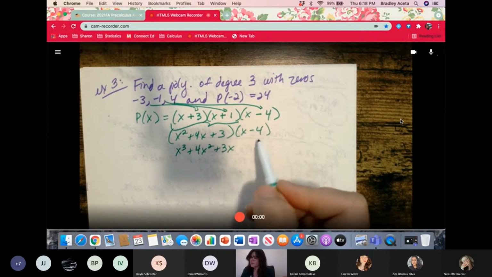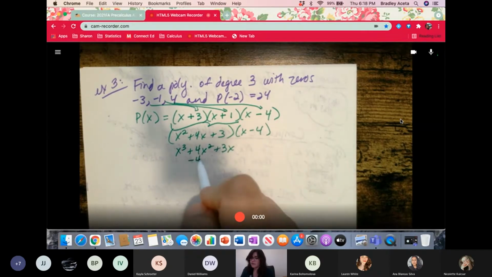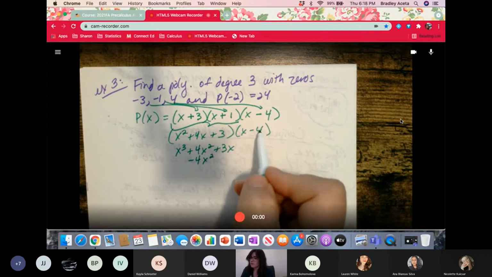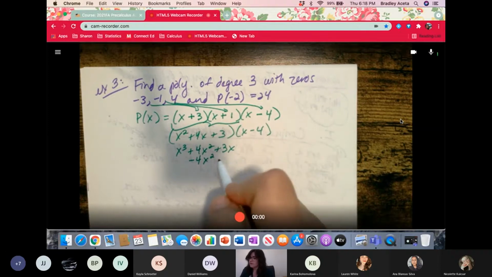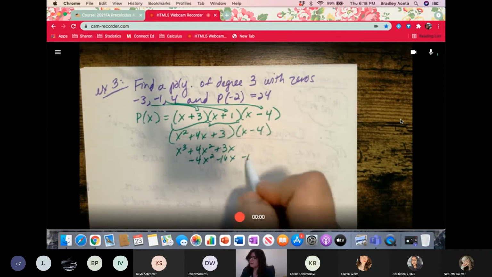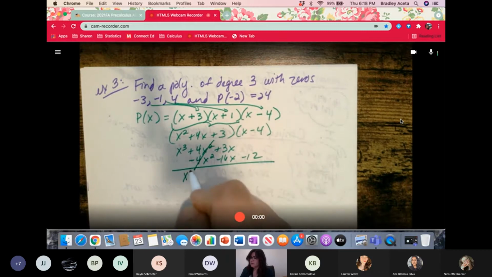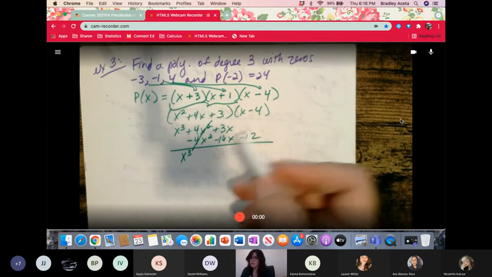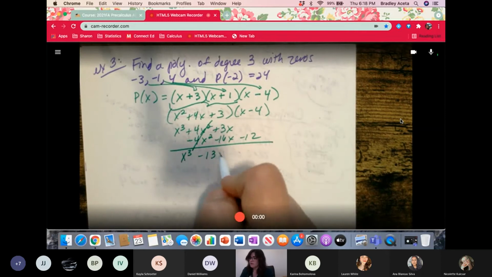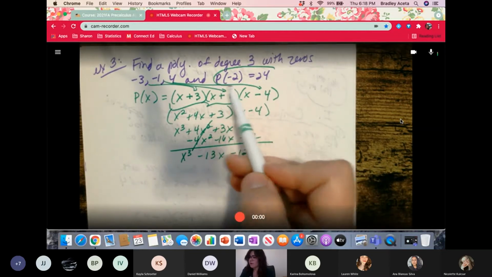And now I'll do the negative 4. Negative 4x squared. Negative 16x. And then negative 12. So that leaves me with x cubed, a minus 13x, and a minus 12. So you're saying, well, that's not bad. I figured it out. Well, what did they give me this for?